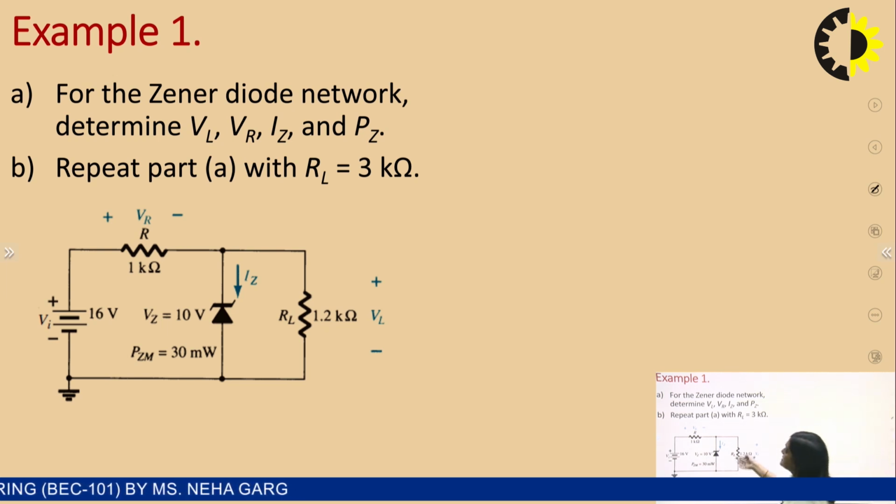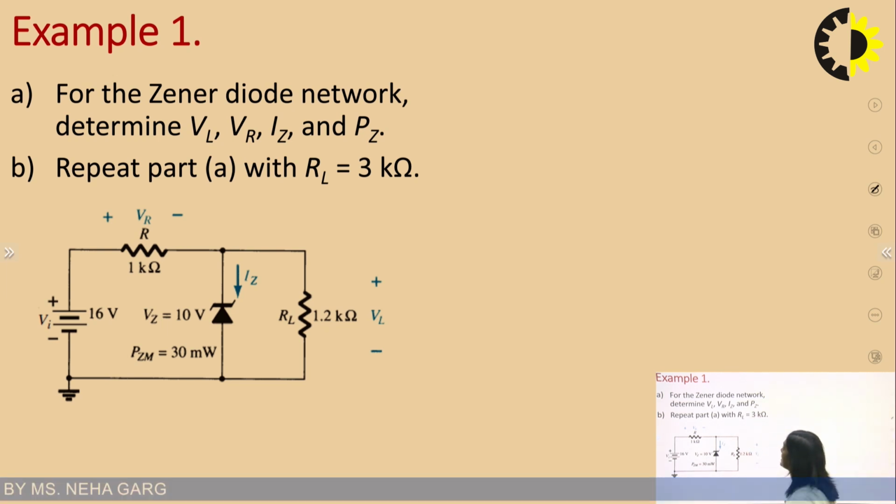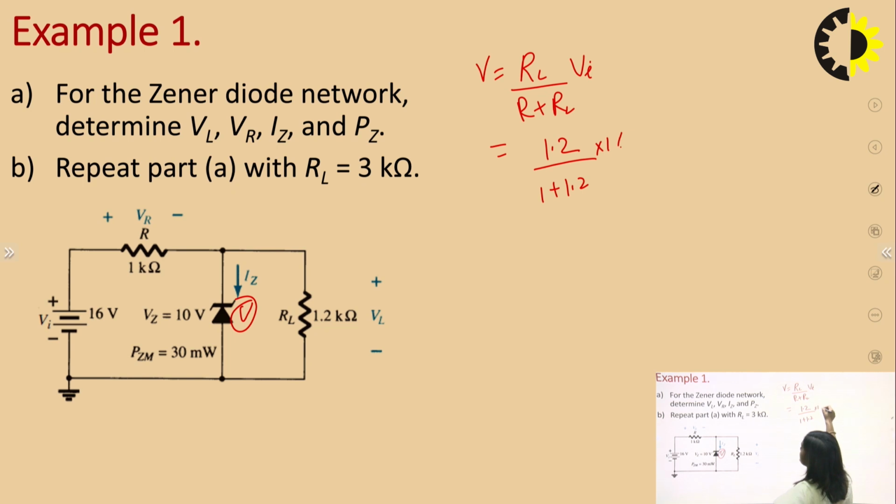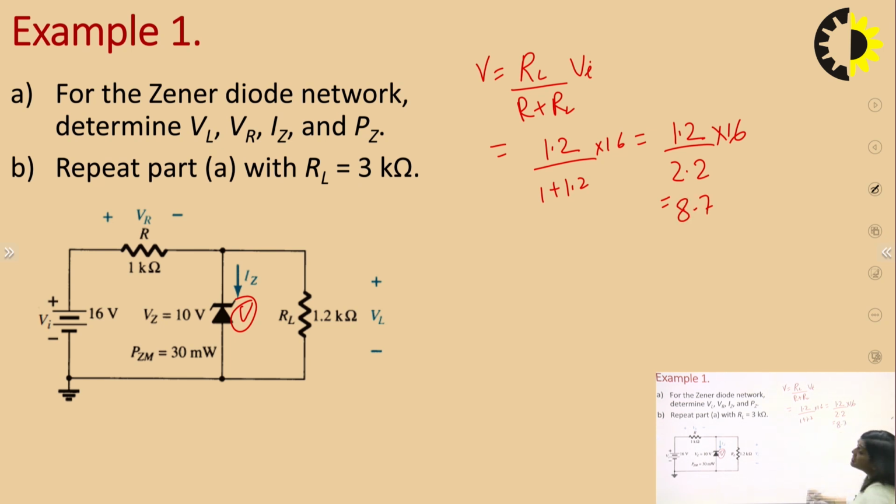Now like this numerical is given, so we have to find VL, VR, IZ, PZ. So here first of all we have to find the voltage across this diode V due to this supply voltage. For that we will use the formula V is equal to RL upon R plus RL multiplied by Vi. So RL is 1.2, R is 1, plus 1.2, multiplied by 16. So it will be 1.2 upon 2.2 multiplied by 16. We will see this voltage will be coming out as 8.7 something.